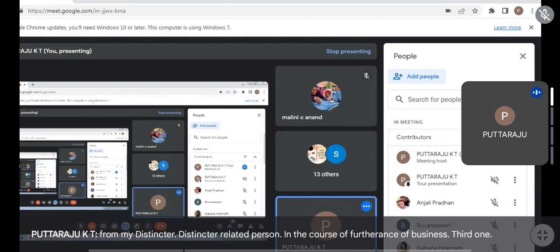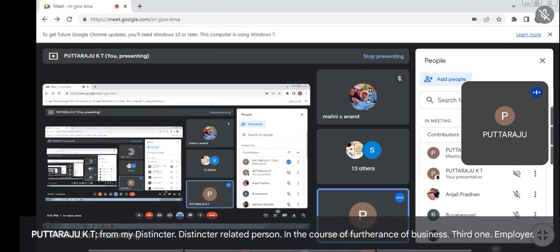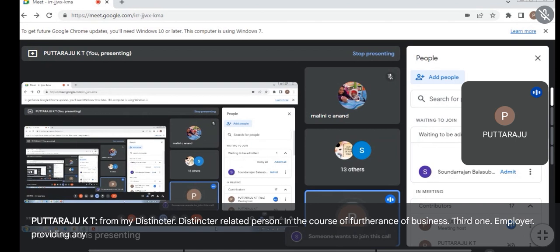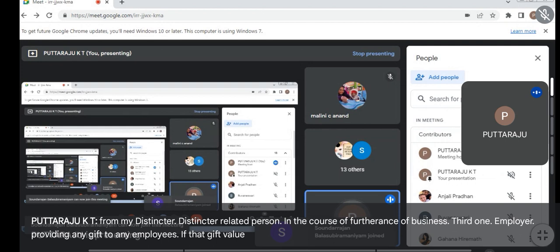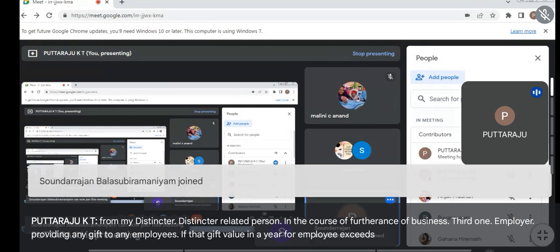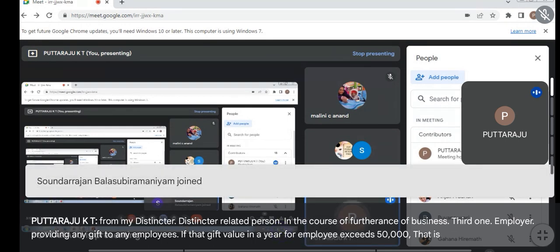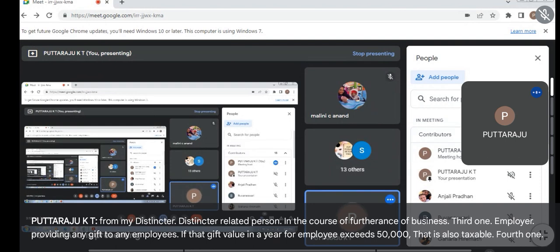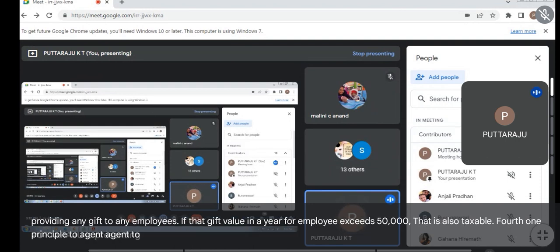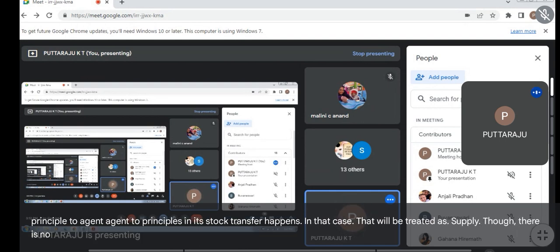Third one, employer providing any gift to any employees if that gift value in a year per employee exceeds 50,000, that is also taxable. Fourth one, principal to agent or agent to principal, any stock transfer happens, that will be treated as supply. Though there is no consideration, that transaction will be levied to GST.